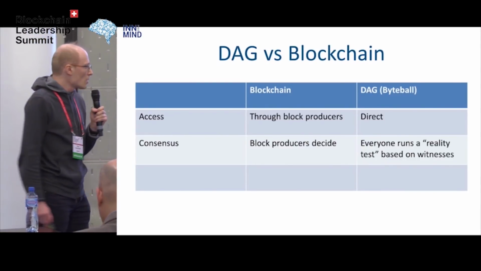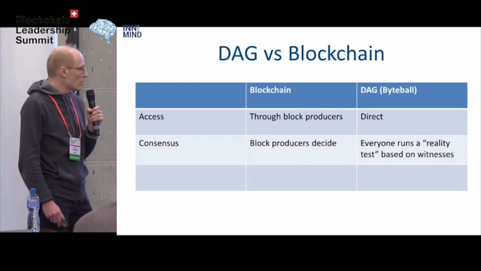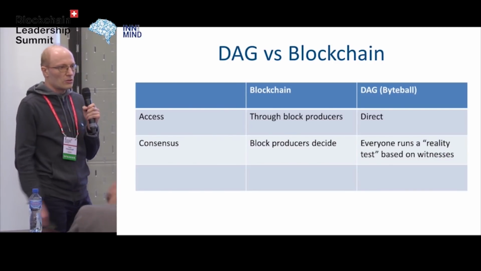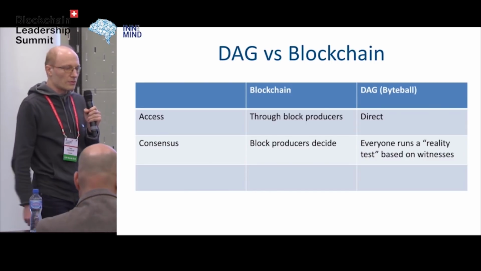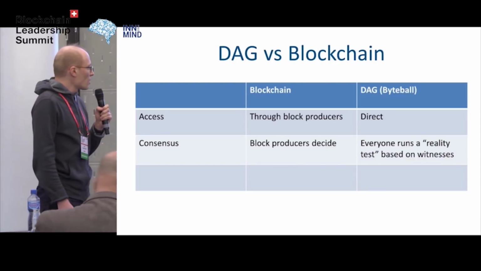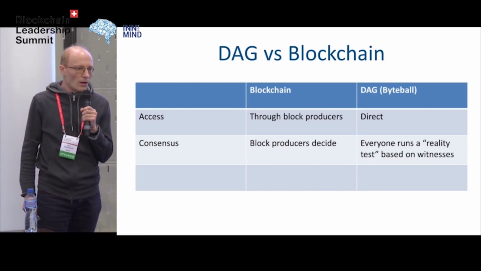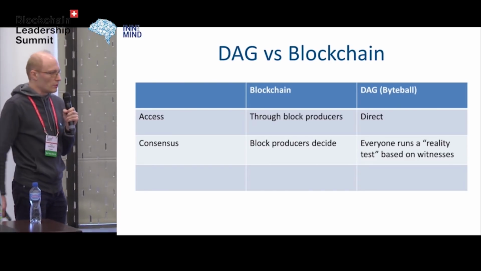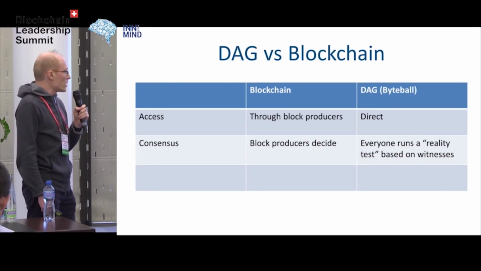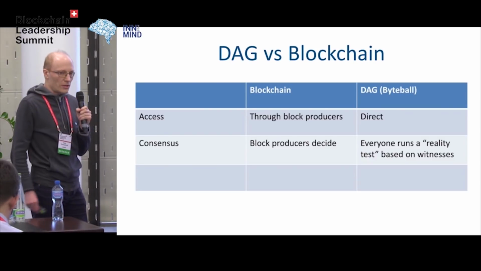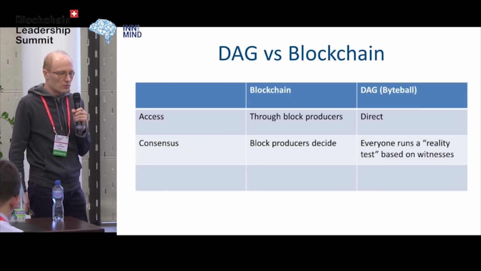The key differences. First, the access to the ledger. In blockchains, when you submit a transaction, you have to go through block producers. And block producers look at your transactions and decide whether to include it in the block or not. So they have the power to include or not include your transaction in the next block. In a DAG, you have direct access to the ledger. You just add it to the end of the ledger, no questions asked.